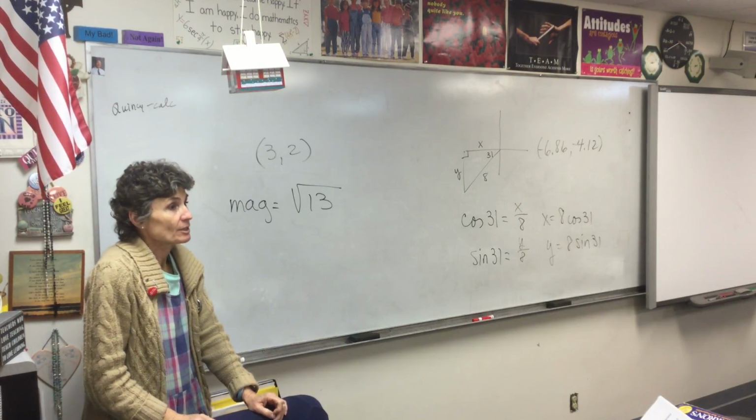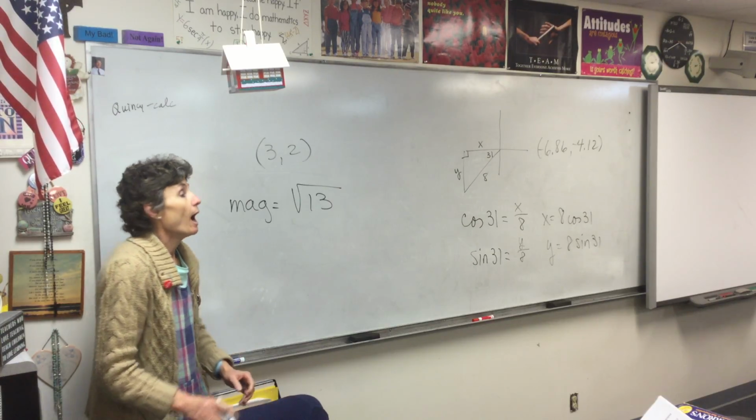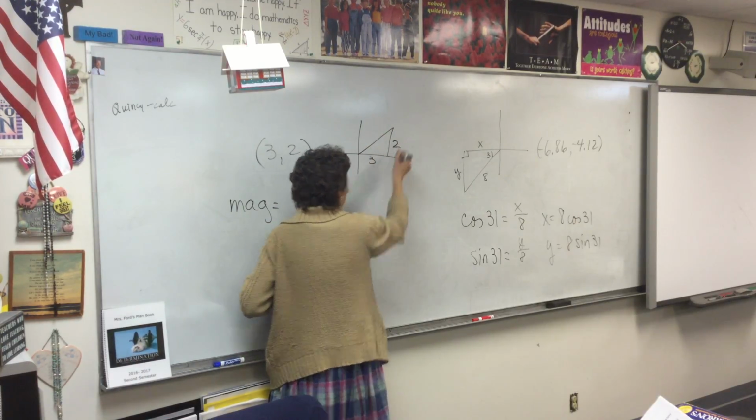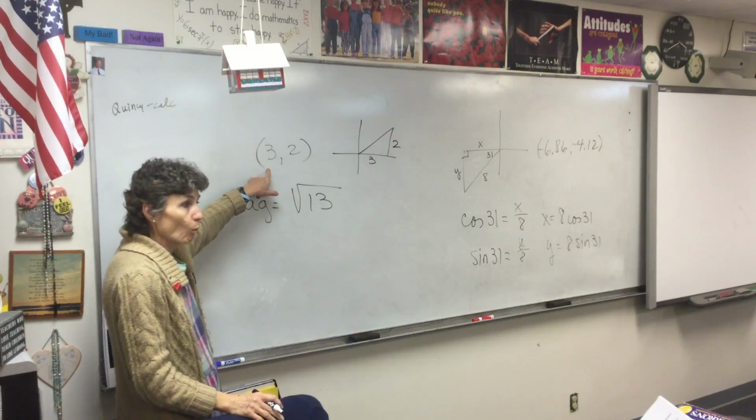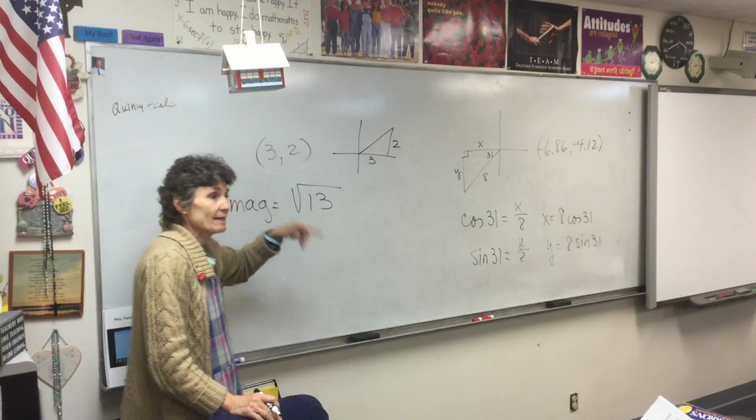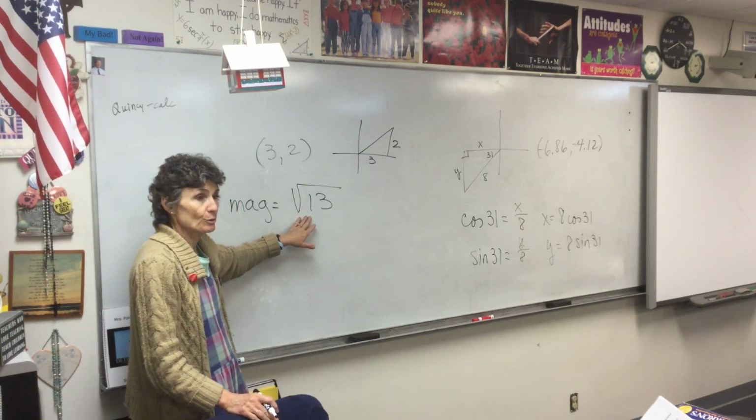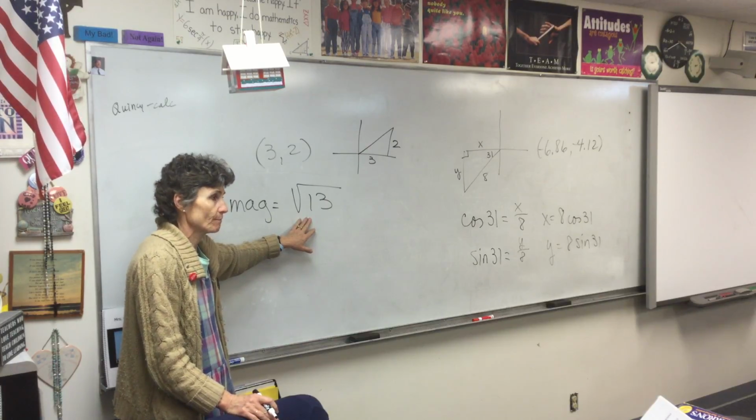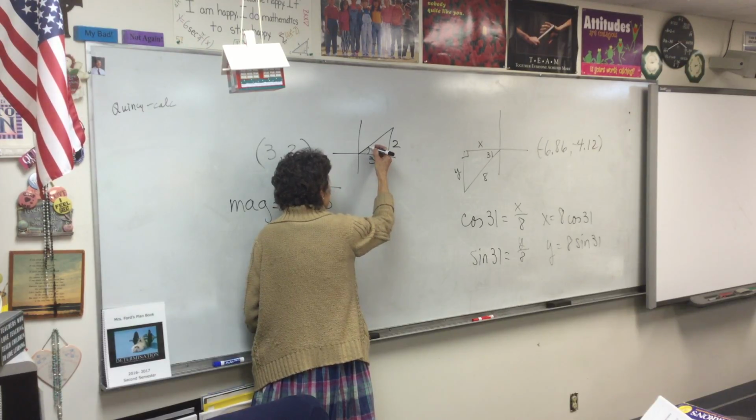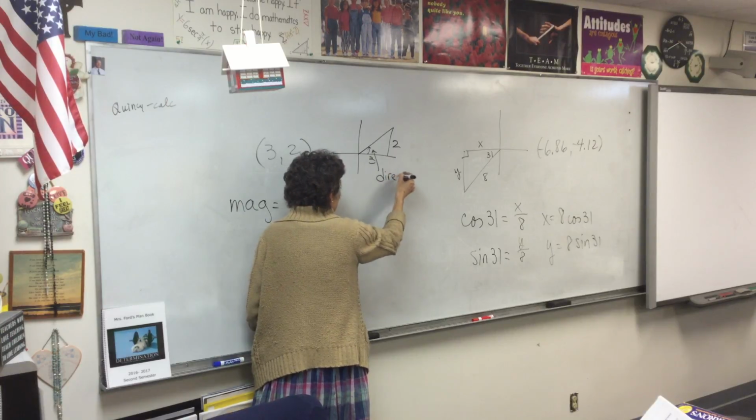How do I know the magnitude of the vector is going to be the square root of 13? I know that when I draw it over 3, up 2, I'm going to be squaring the 3, squaring the 2, adding them together and taking the square root. So the magnitude is root 13. This angle right here is called the direction angle.